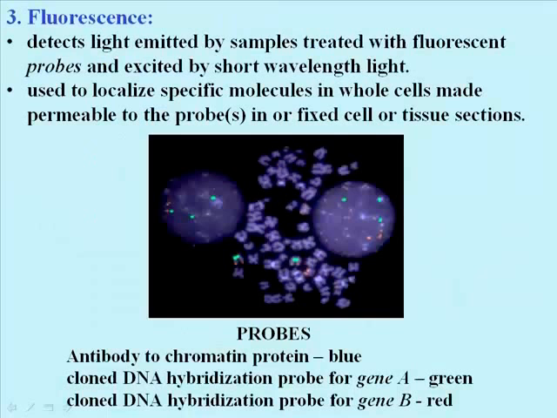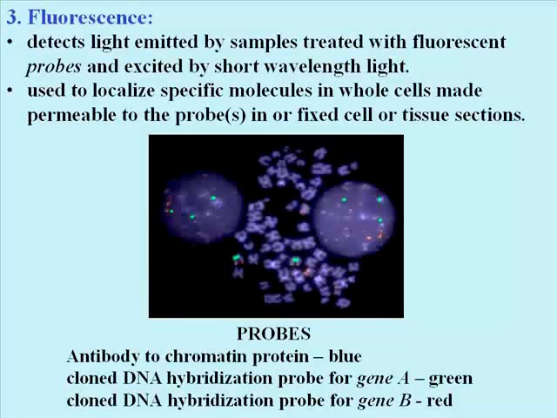Now let's look at fluorescence microscopy. In this kind of microscopy, specimens on a slide are treated with a probe attached to a fluorescent dye. The probe can be a chemical that recognizes a specific molecule or structure, either in a cell or on a cell, and therefore binds to it.